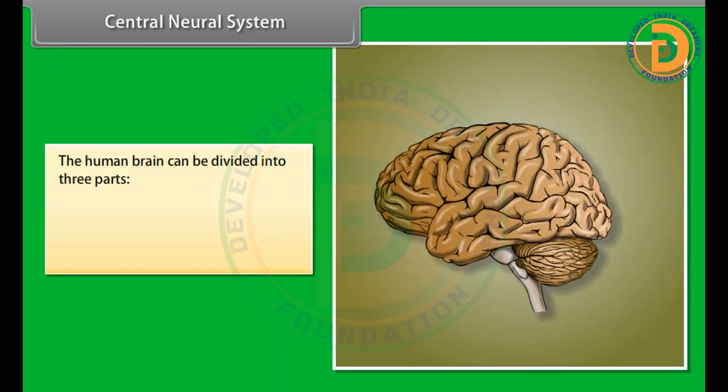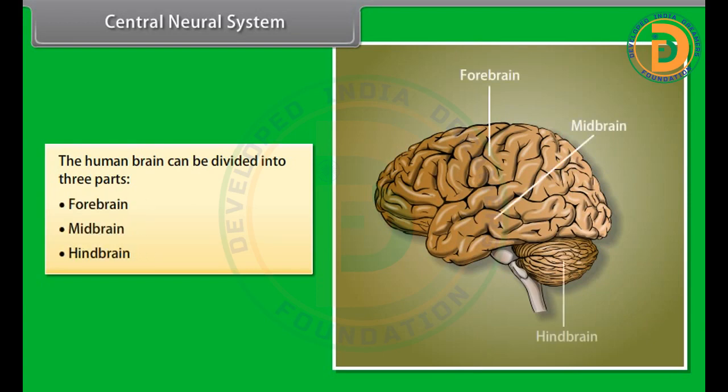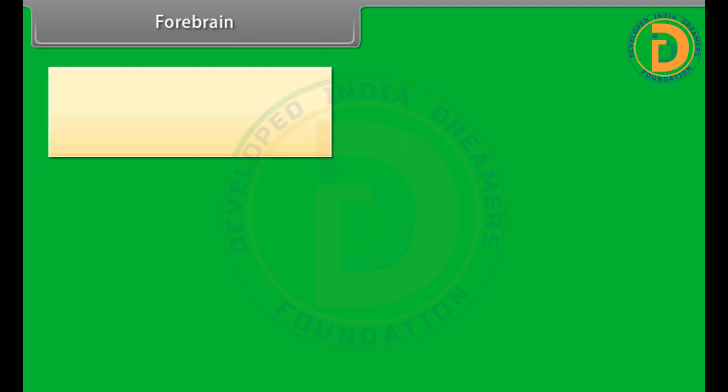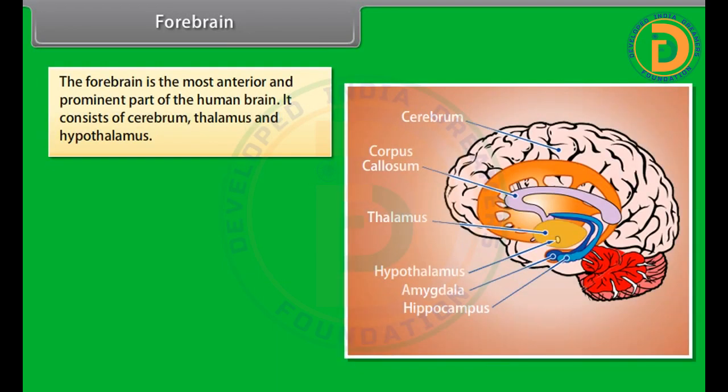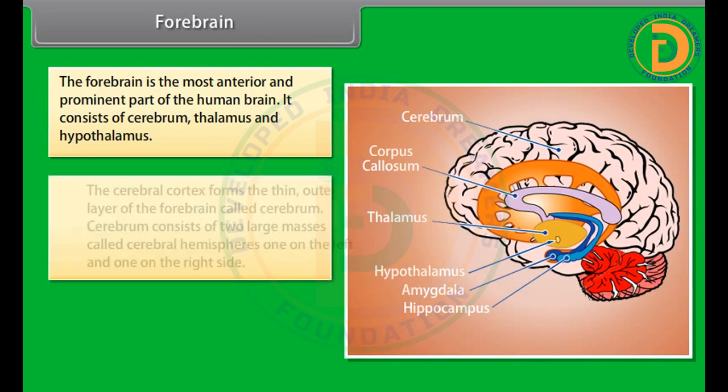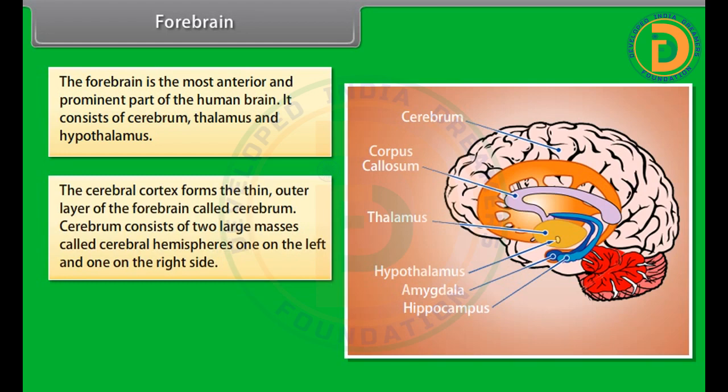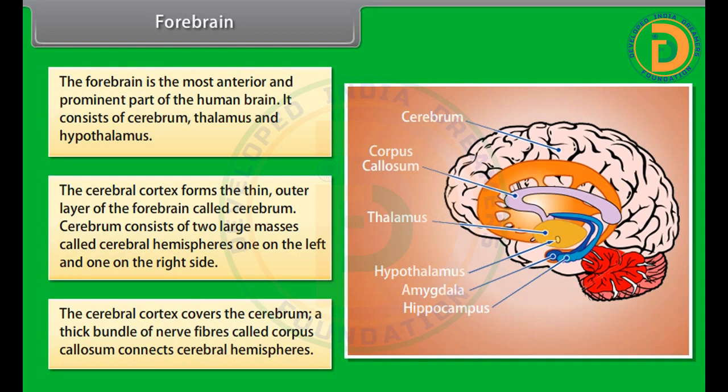The human brain can be divided into three parts: forebrain, midbrain, and hindbrain. Forebrain. The forebrain is the most anterior and prominent part of the human brain. It consists of the cerebrum, thalamus, and hypothalamus. The cerebral cortex forms the thin outer layer of the forebrain called the cerebrum. The cerebrum consists of two large masses called cerebral hemispheres, one on the left and one on the right side. The cerebral cortex covers the cerebrum.